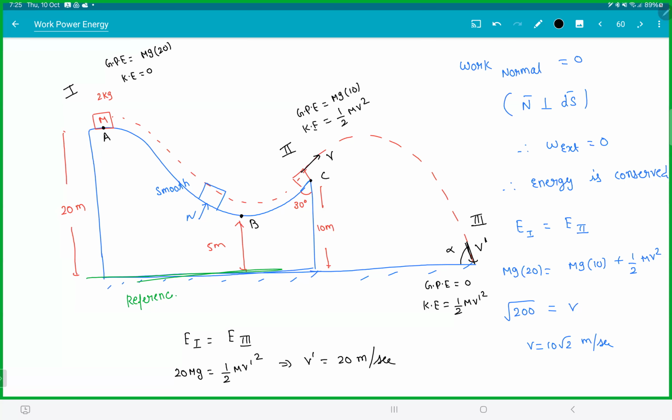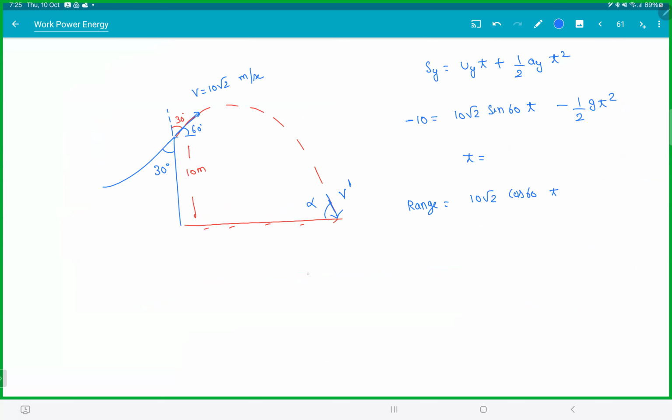Why do we need this? Because you want to find alpha. We know the horizontal projection u cos theta is equal to v dash cos alpha. So u is 10 root 2, this is cos 60, v dash is 20, and this is cos alpha. Or you can use tan alpha is equal to (u sin theta minus gt) by u cos theta. That also works, but that becomes cumbersome. So cos alpha will be 10 root 2 times half by 20, that is 1 by 2 root 2.